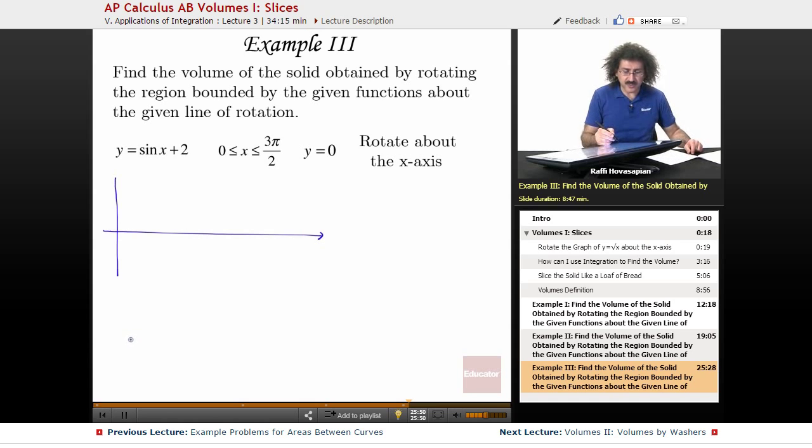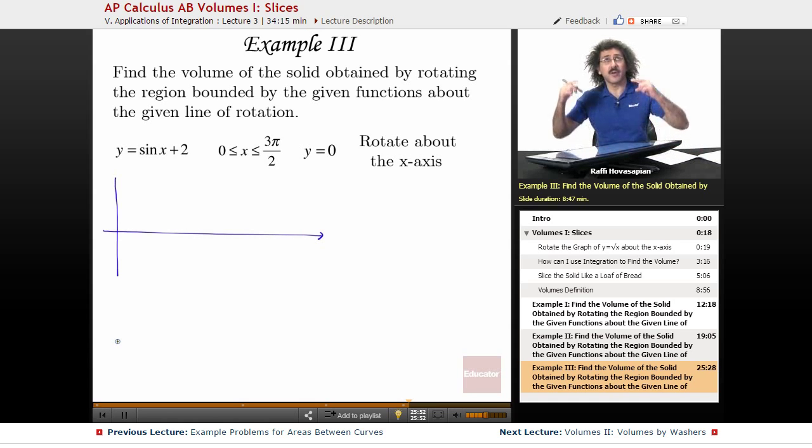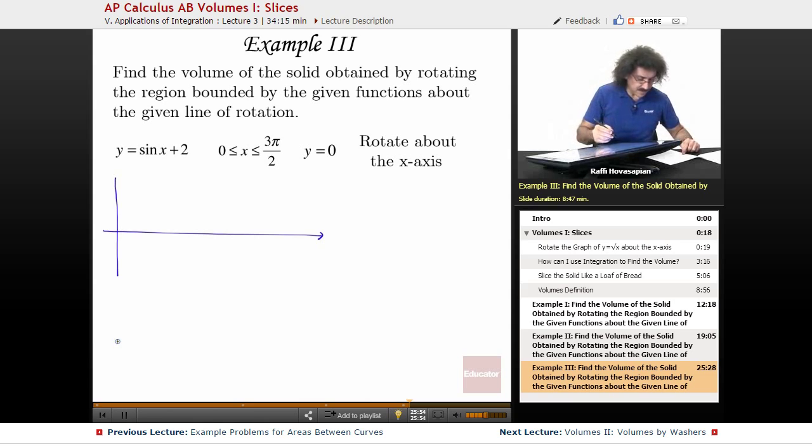Y equals sine x plus 2. It's the regular sine x curve moved vertically up 2. Normally it starts at 0, so I'll start at 2. I'll go ahead and put pi here. I'll put 2 pi here, which means this is pi over 2, and this is 3 pi over 2.